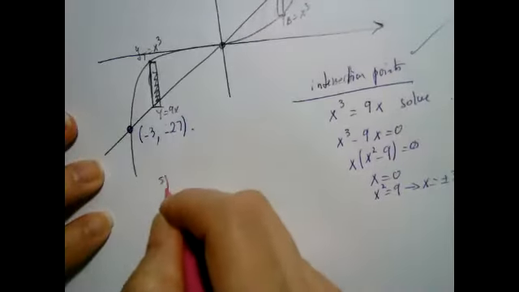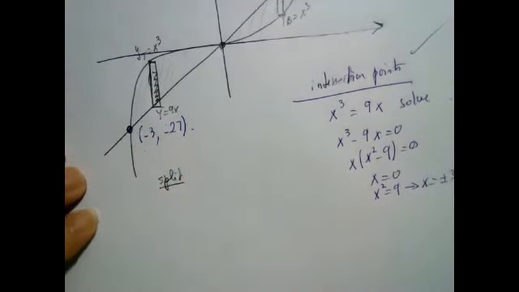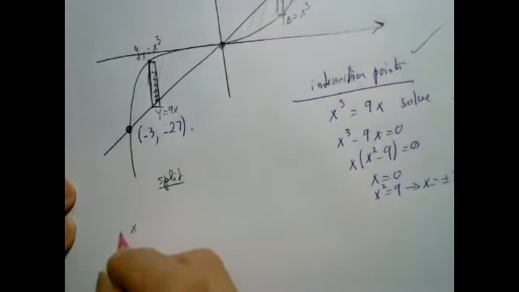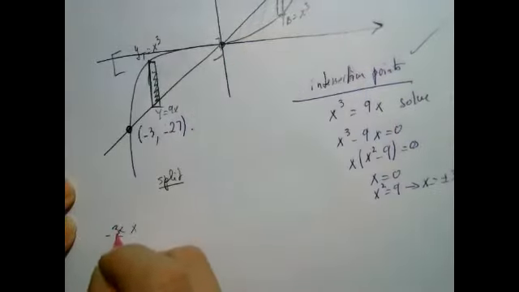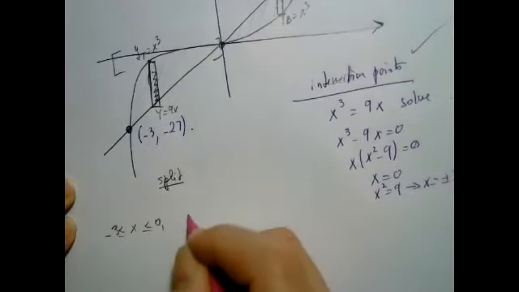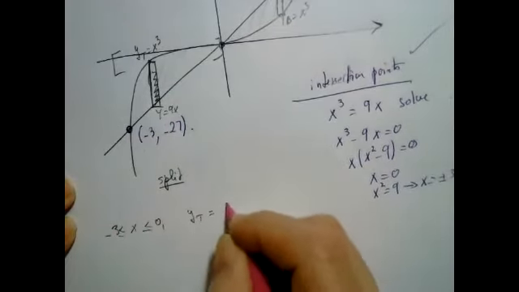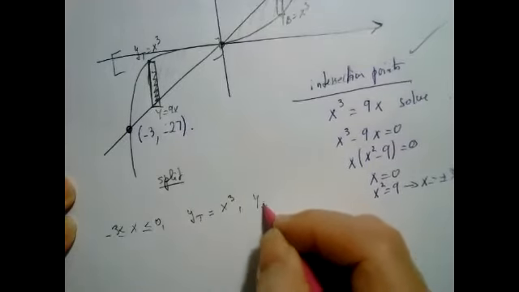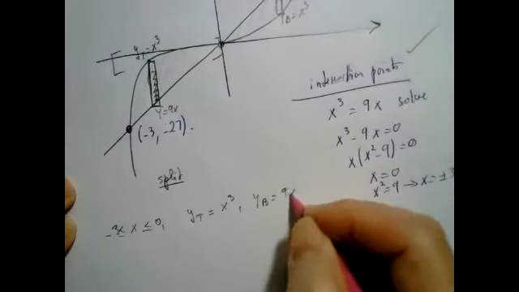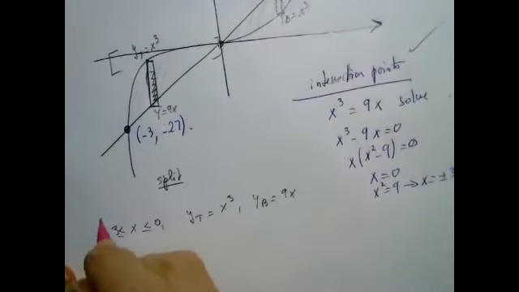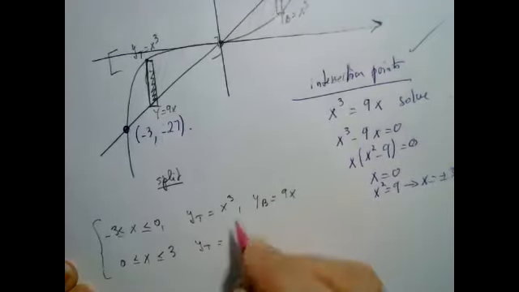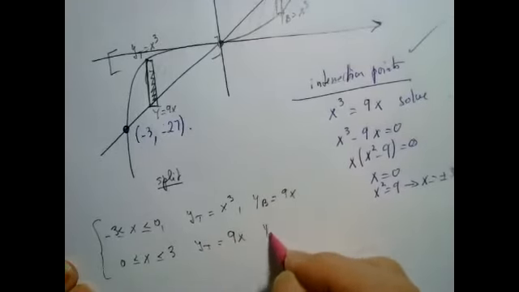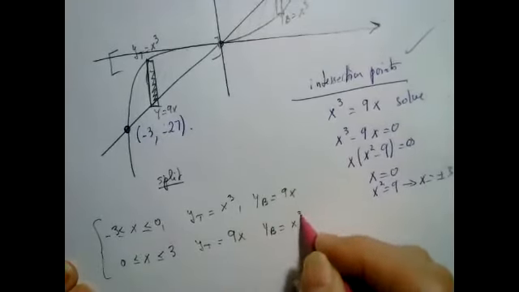So we're going to split like this. If x is between -3 and 0, the top curve is x cubed. The bottom is 9x. That's what happened in the picture. Now, if x is between 0 and 3, the problem is changing. The top curve is 9x. The bottom is x cubed.